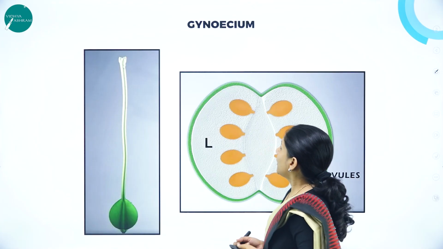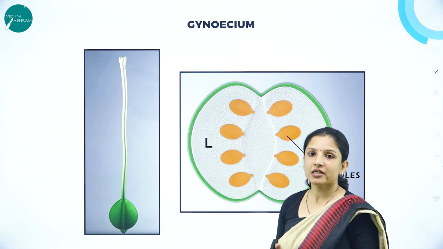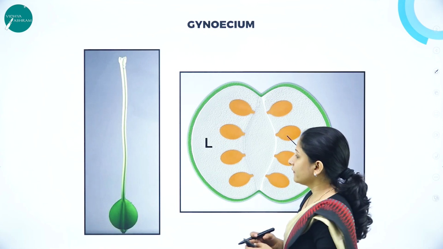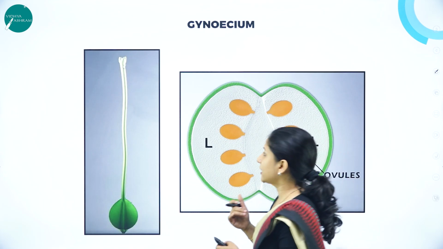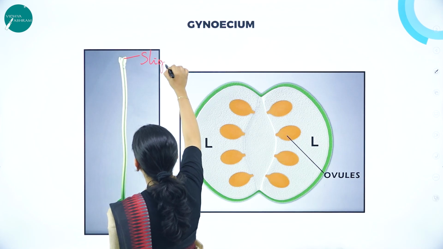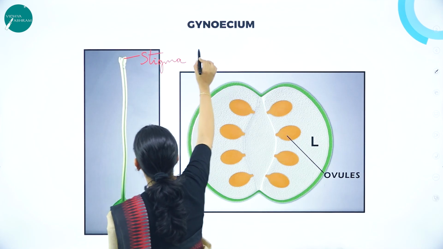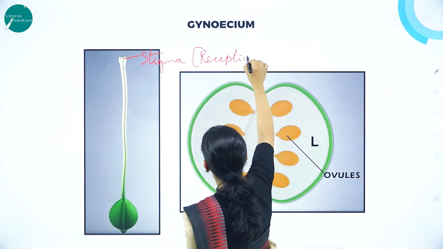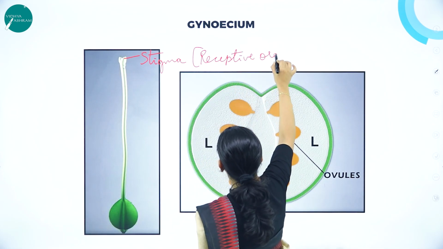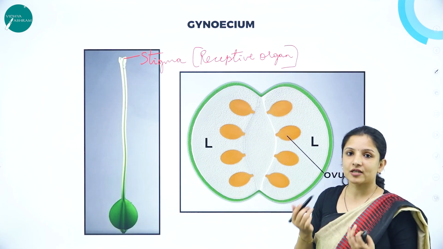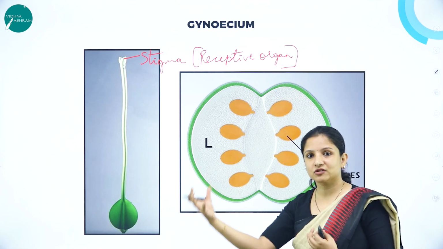So next, talking about the gynoecium. So the gynoecium is the female reproductive part of the flower, wherein what is it made up of? So the gynoecium consists of the stigma. So stigma is called the receptive organ. Receptive means to receive something. So what does stigma receive? So stigma receives the pollen grain.